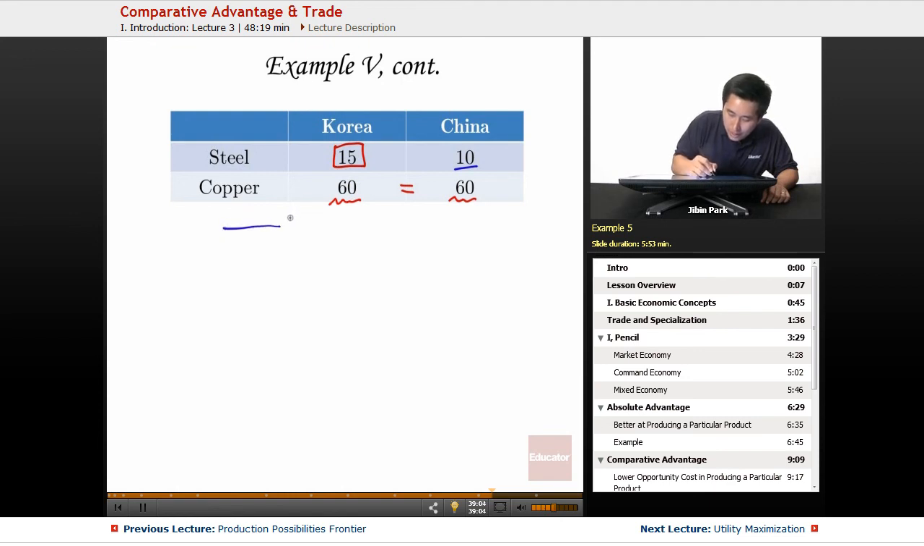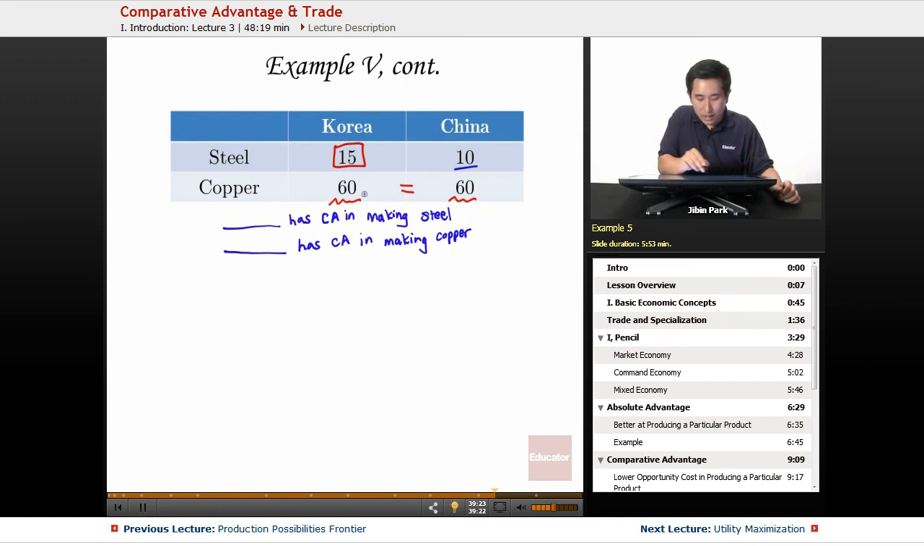so blank has comparative advantage in making steel, and blank has comparative advantage in making copper. Now again, I just stopped right there because since they're equal at making copper and Korea is relatively better at making steel, again, my prediction here is that Korea is going to have comparative advantage in making steel. So Korea has comparative advantage in making steel, whereas China has comparative advantage in making copper.